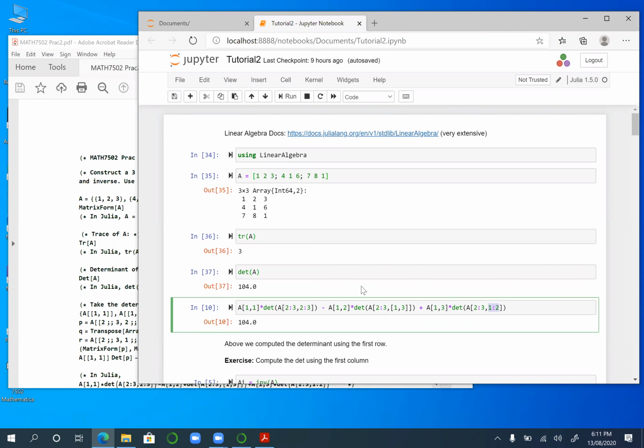All right, and so we better run this. 104, yep, good. Okay, we'll run this one, and we got 104. So those agree, that's great.